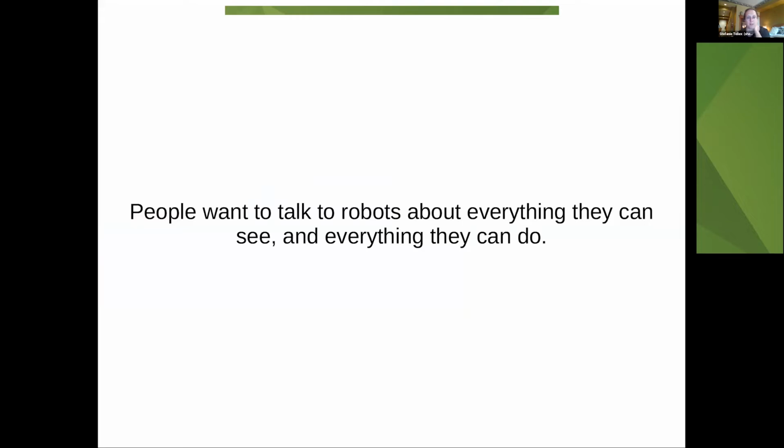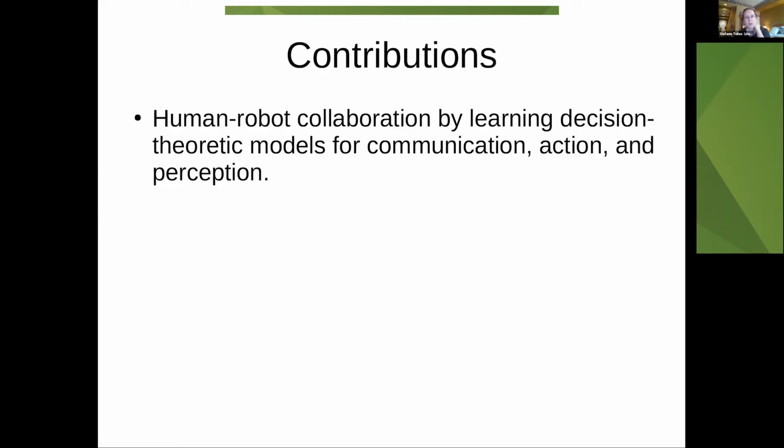So the fundamental challenge in this problem is that people want to talk to robots about everything they can see and everything they can do. Everything. So we need a model of everything the robot can see and everything the robot can do. So what my group is thinking about is creating decision theoretic models for communication, action, and perception. We need models for communication because that's what language is about. The models for action, that's getting at everything the robot can do. We need to represent really high-level abstract actions and also really fine-grained low-level actions.